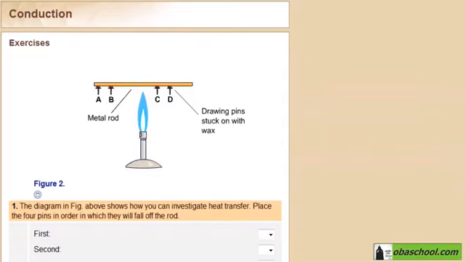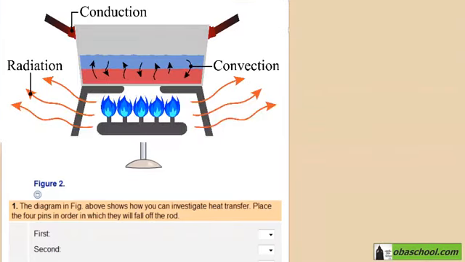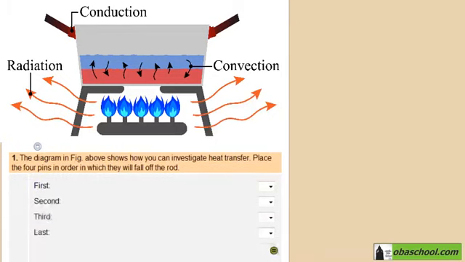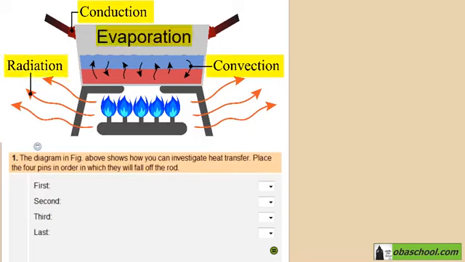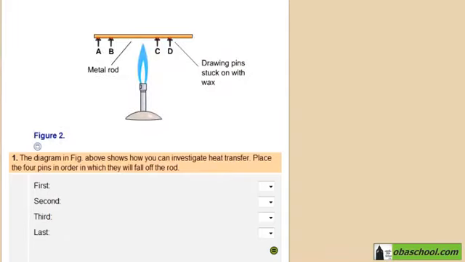Hello, in this presentation we're going to solve exercises on conduction. Let's start with the first exercise. The diagram in this figure shows how you can investigate heat transfer. Recall that the heat can be transferred by different processes such as conduction, convection, radiation, and evaporation. We're going to discuss them in the second question. Place the 4 pins in order in which they will fall off the rod.